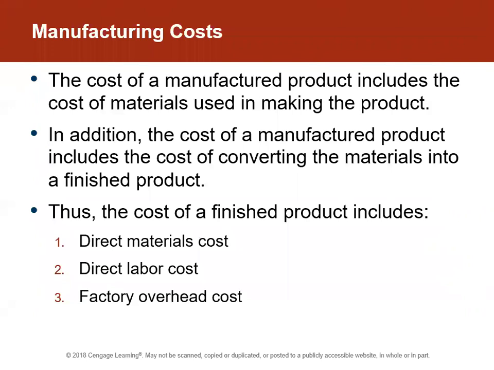So the cost of finished product includes direct materials, direct labor, and factory overhead. Those are going to be your costs that end up in your cost of goods sold, okay? So those are your product costs.